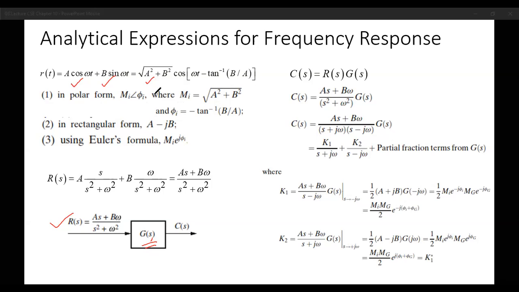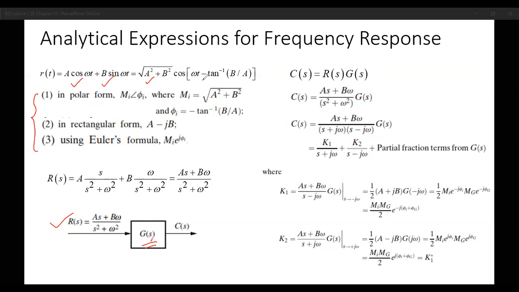The magnitude is root over A square plus B square, then cos omega t minus tan inverse B by A. So this input can be represented in one of three ways. The first way is the polar form, with magnitude and angle phi.